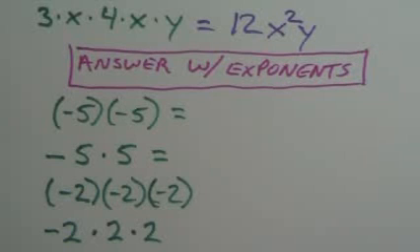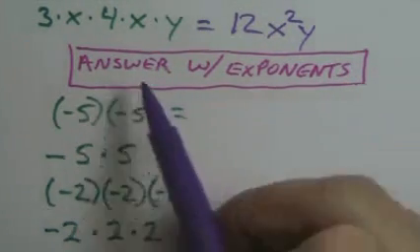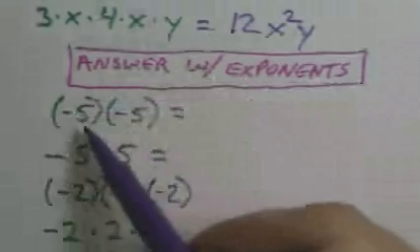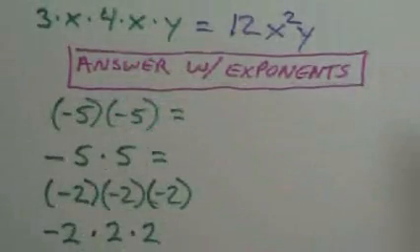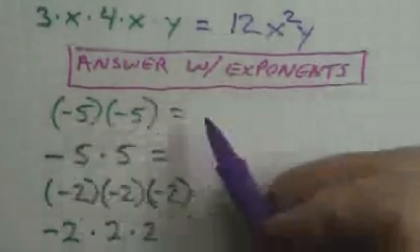In other words, we're not going to simplify. We're just going to answer with exponents. So let's start with the very first one. So we're going to answer with exponents. So I have -5 times -5. All right, the base, I'm repeating the base here.